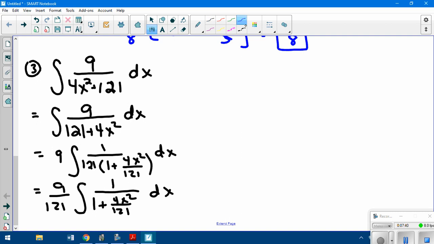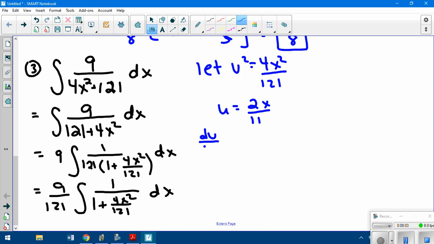Okay, now I'm finally ready for some u sub. What do I want to do? We want to let u squared equal that bottom right, so 4x squared over 121. Take the square root. That means u is going to equal what? 2x over 11. I don't have to worry about new bounds because there are no bounds. But du over dx, the derivative of this, is just 2/11, and the leftover piece is just dx. So what's dx going to equal? 11/2 du.